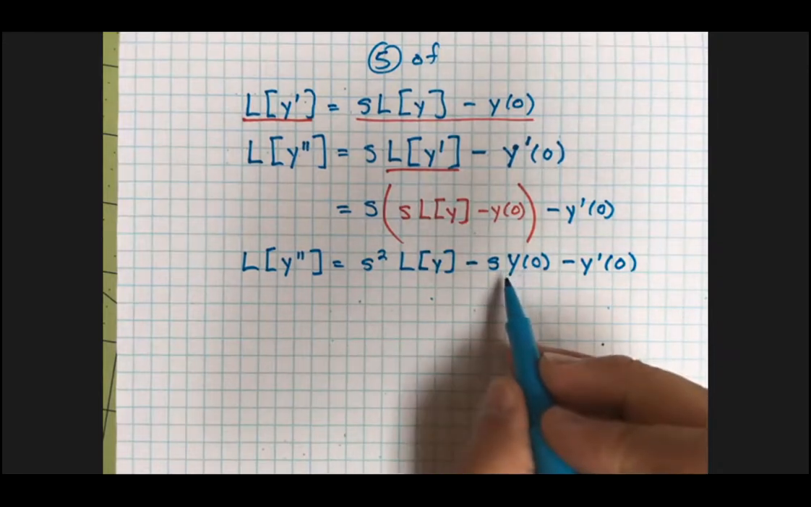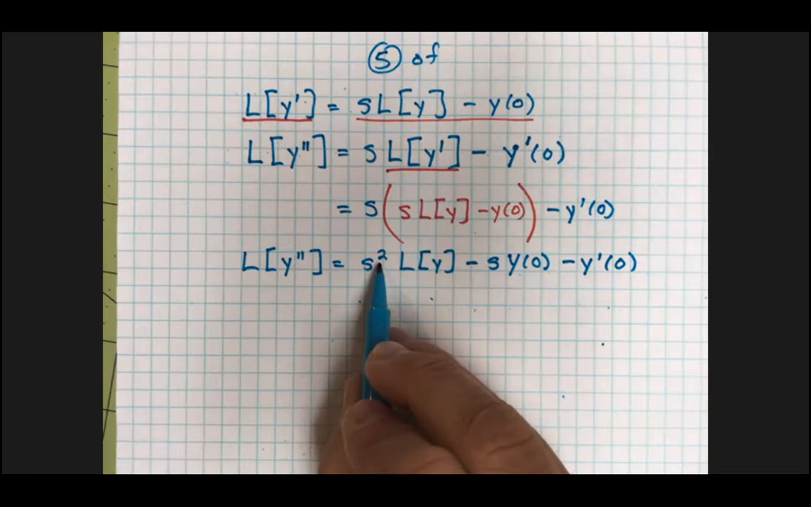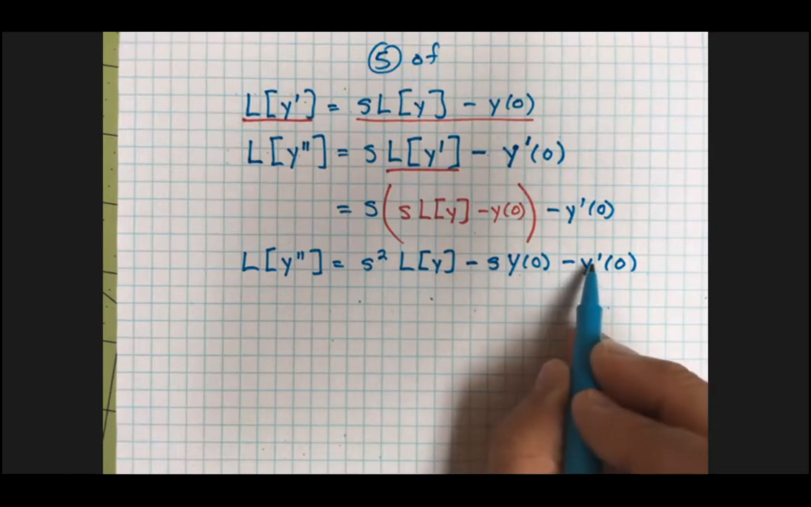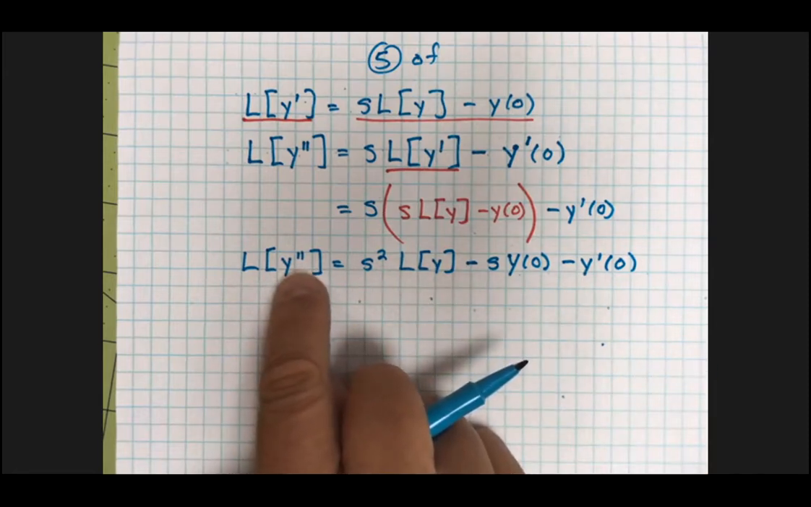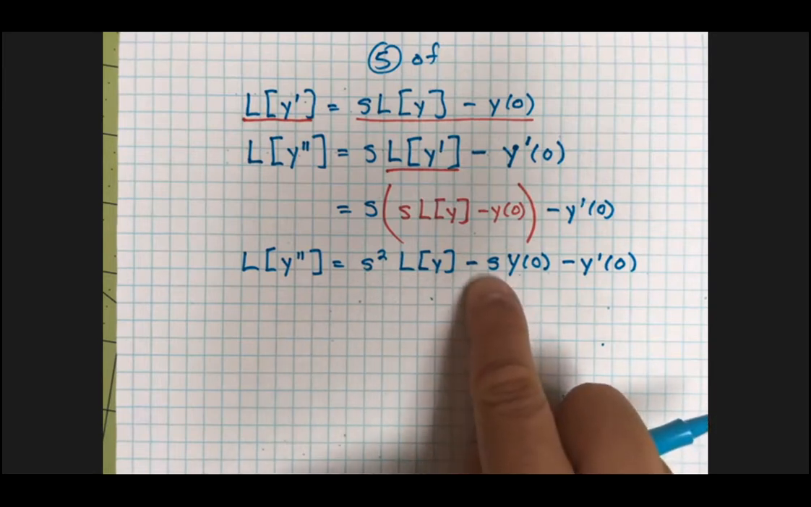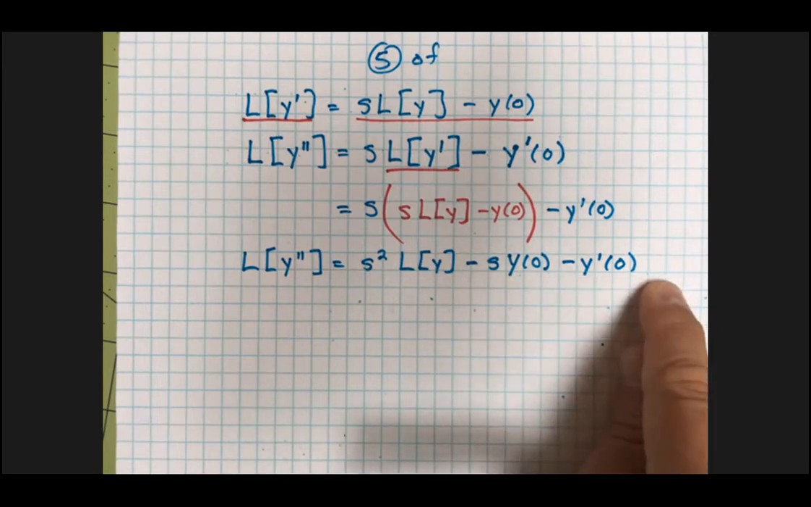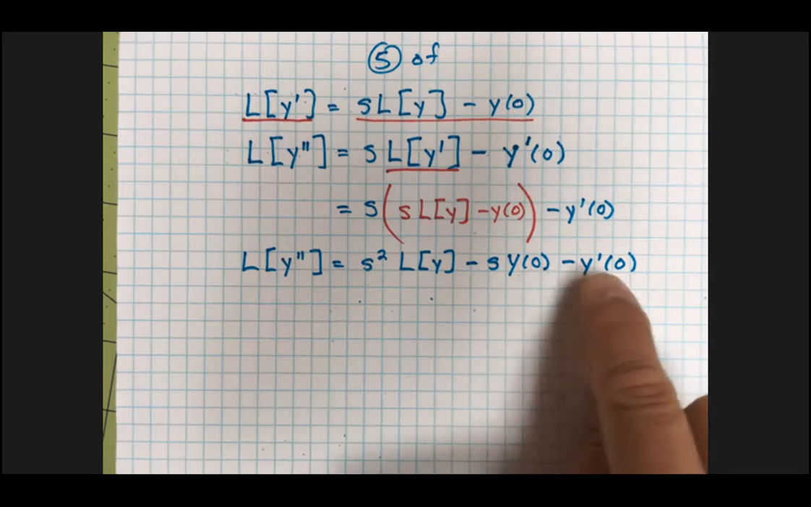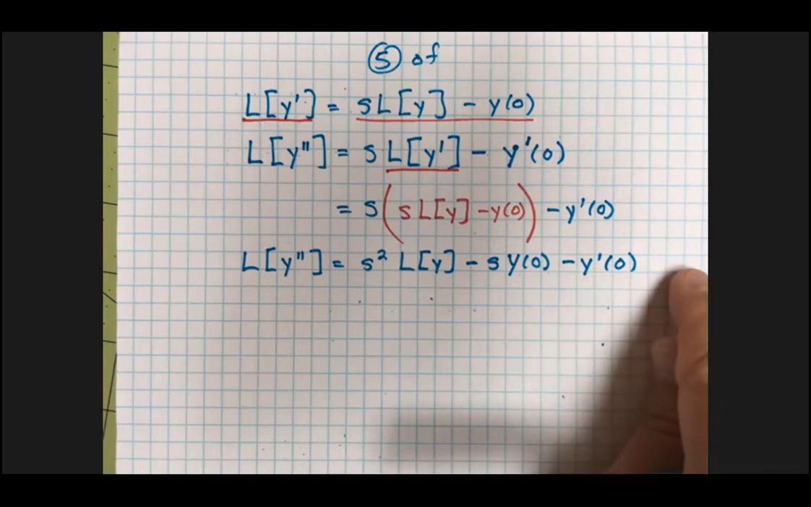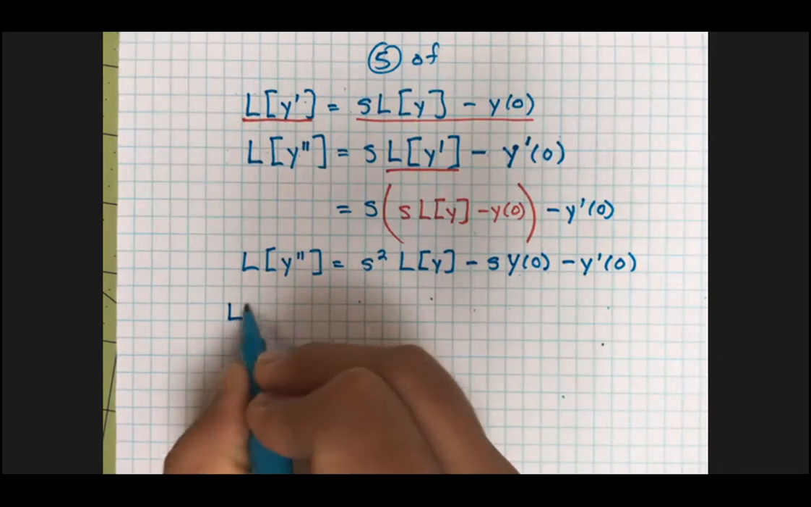So what I do, look at the pattern. S squared, S to the first, S to the zero. There's an S to the zero attached to that. S to the zero is one. So as I pay for each derivative, I start out with that many S's, and then I count down with the S's. What do I do with the initial conditions? I count up. Y at 0. Y prime at 0. Y double prime at 0 if I had it. And what does that give me? That gives me a full accounting of any derivative.